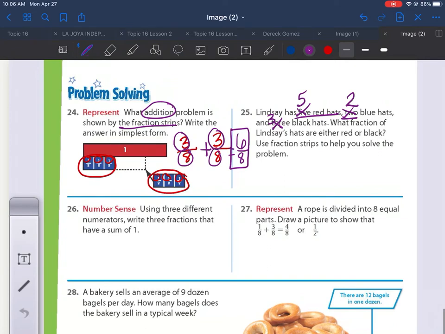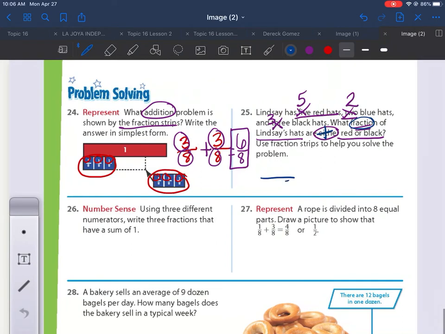Number 25. Lindsay has 5 red hats, 2 blue hats, and 3 black hats. What fraction of Lindsay's hats are either red or black? Remember, this is just like the video. Either means I'm going to add red or black. Use fraction strips to help you solve the problem. Now, the first question is, Ms. Garcia, do I add the numbers? No, because they're asking me for a fraction.